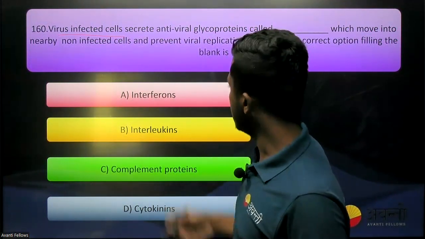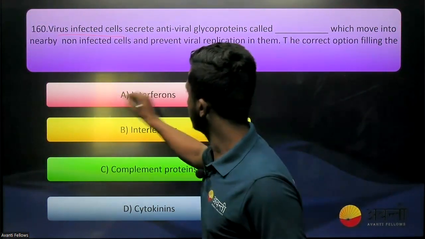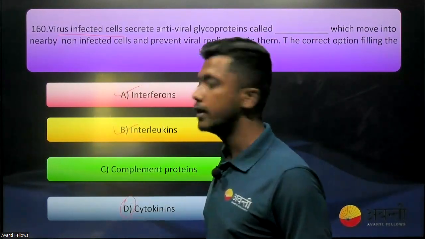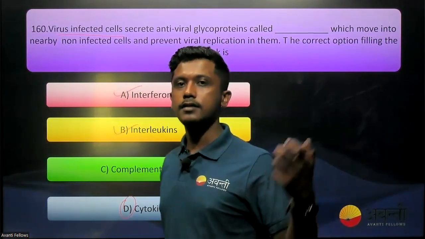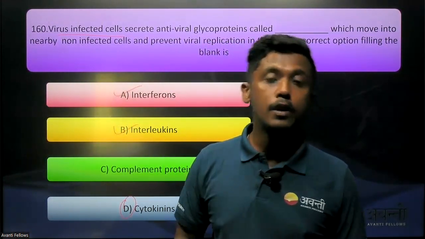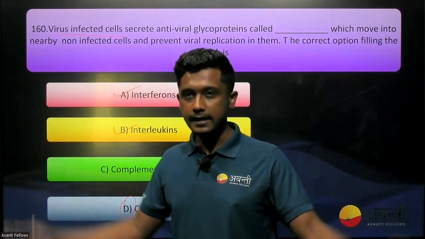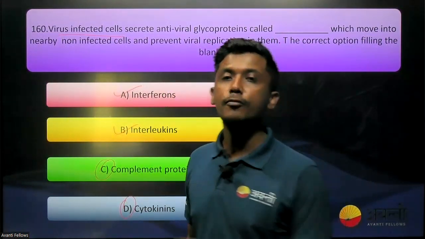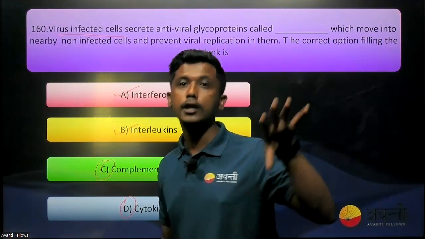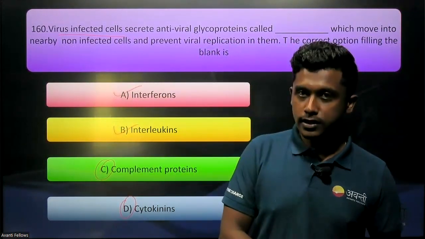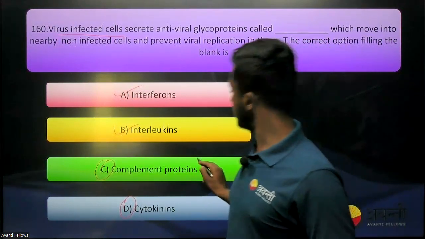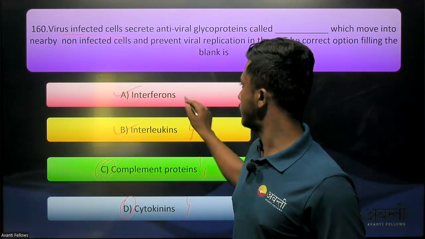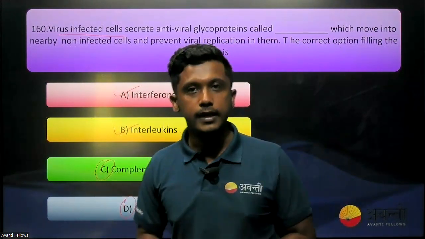Okay. So these are called interferons, whereas interleukins are a type of cytokines. Cytokines are again the signaling factors which enable our immune cells to multiply and increase their number. Complement proteins are a series of proteins which are involved in the complement pathway in the immune system, which is not relevant right now. So these three options are wrong and interferons are correct when it comes to virus infected cells.